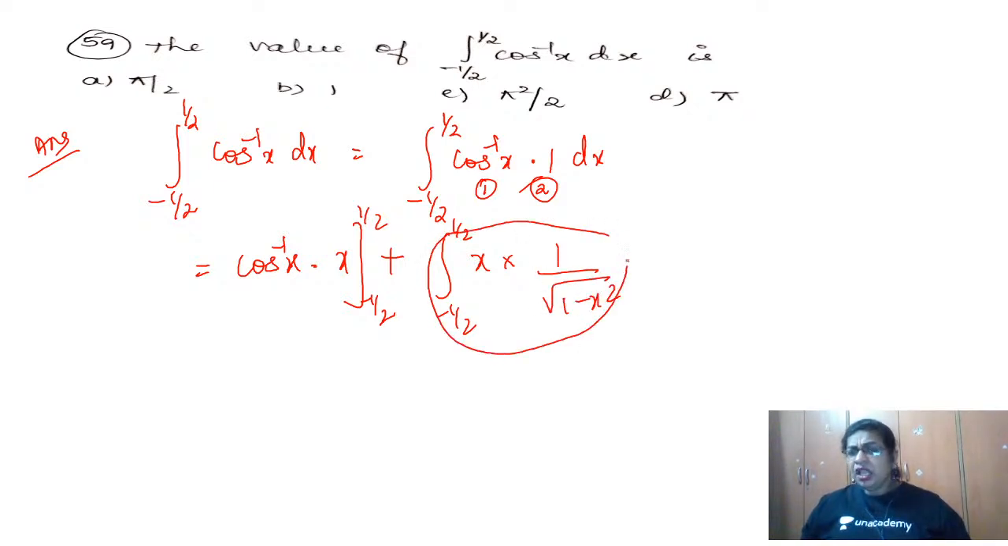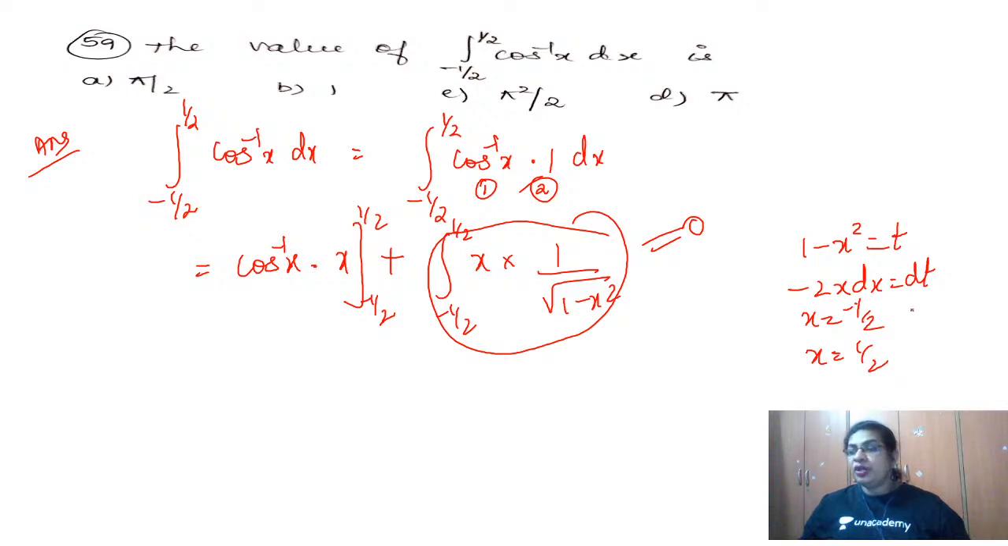Now, this part will become 0 when I take a substitution. 1 minus x square is equal to t. You are getting minus 2x dx is equal to dt. So therefore, when x is equal to minus half and when x is equal to half, you are getting t values both equal to 3 by 4. So whenever the limits are the same, the integral becomes 0. So you are left only with this.